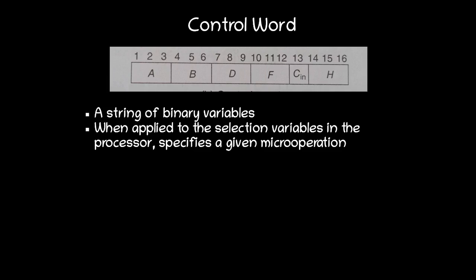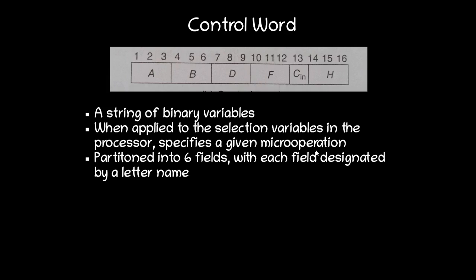This A corresponds to the select line labeled A in our diagram, and these B bits correspond to the select line labeled B in our diagram, like that. So this control word is actually bit coded data. Each field will be connected with the corresponding select lines or selection variables in our processor unit. When applied to the selection variables in the processor, it specifies a given micro operation.